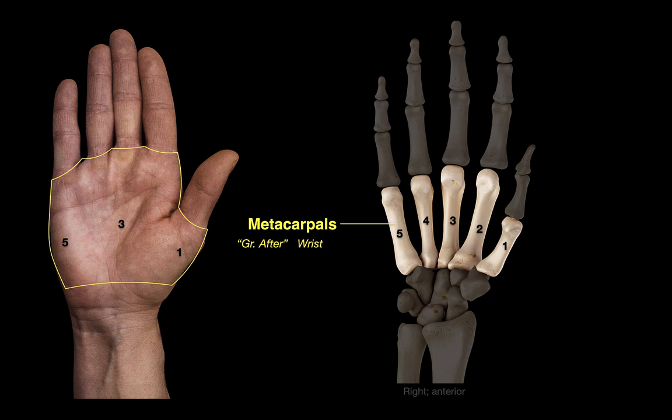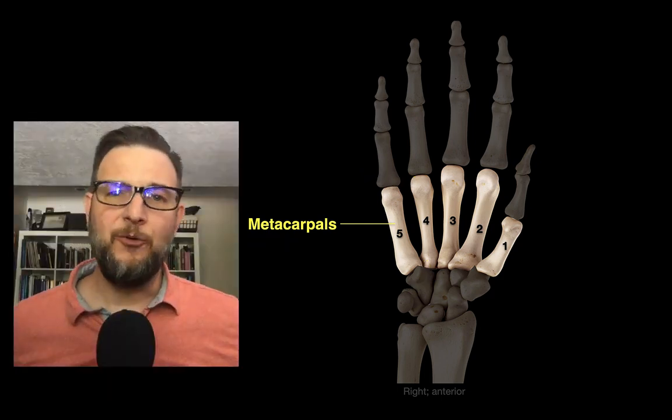And the middle shaft of the metacarpals is the body, and the distal portion is called the head, and the proximal portion is called the base. So those are the metacarpals.